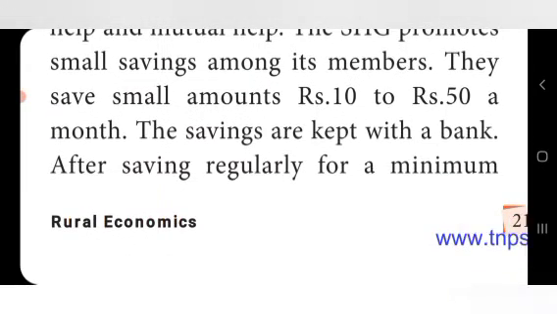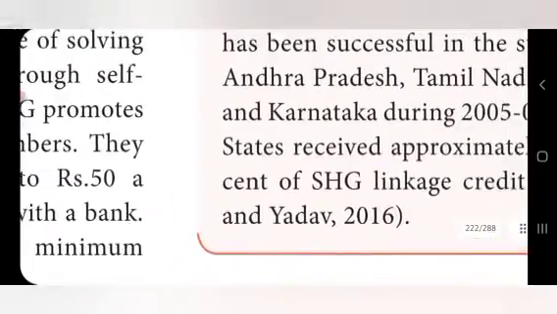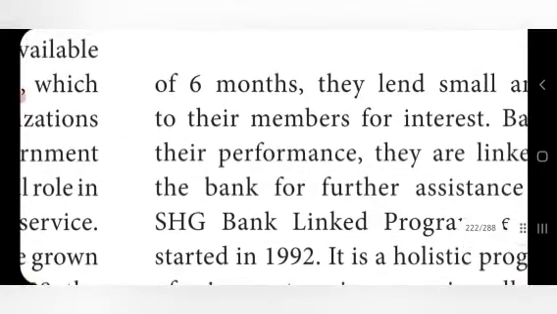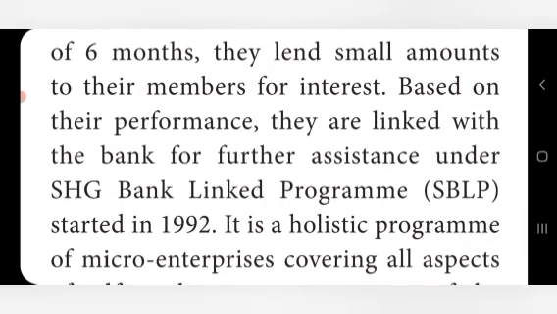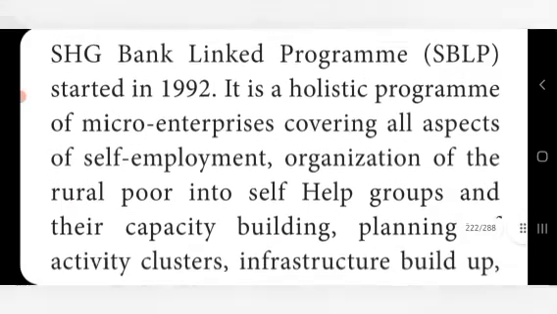They save a small amount, rupees 10 to 50 a month. The savings are kept with the bank after saving regularly for a minimum of 6 months. They lend small amounts to their members for interest. Based on their performance, they are linked with the bank for further assistance under SHG Bank linkage programs, the SBLP, which started in 1992.